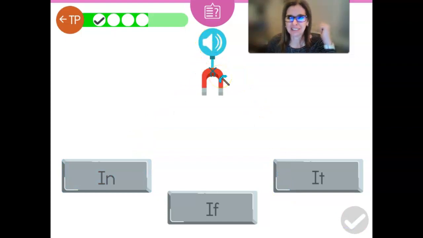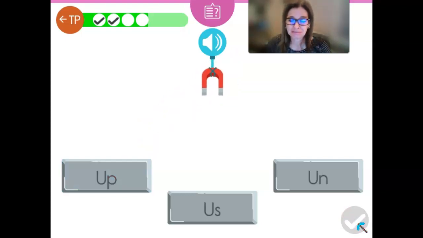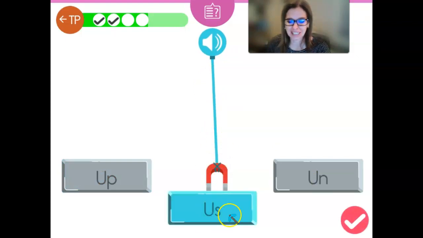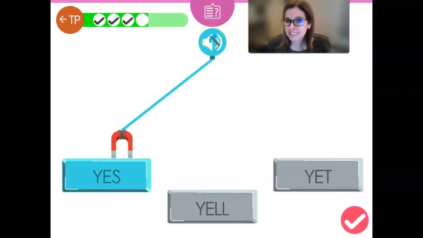In. I hear those two sounds in. So I'm going to match the spellings for those two sounds. Us. I want to listen again because I'm not sure. Us. I see the spellings for those sounds. Yes. Again, all of these words have the alternate spellings, don't they? And that's the word? Yes.